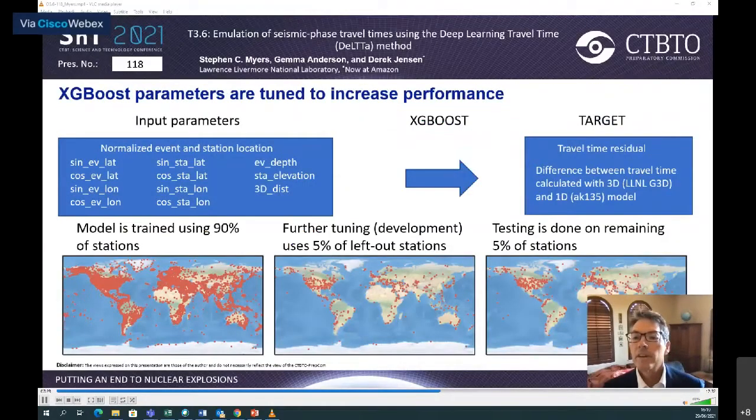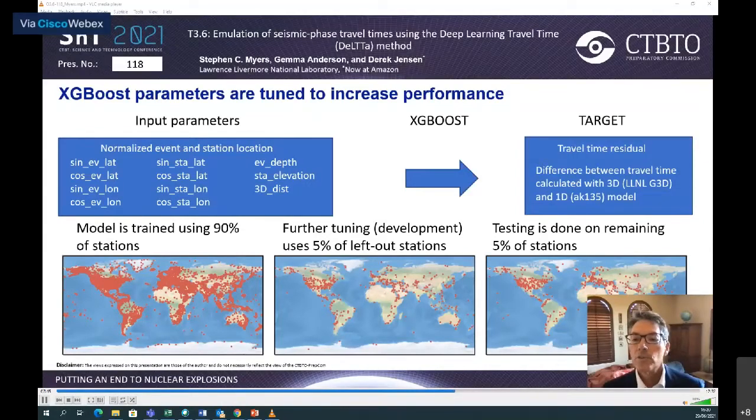Input parameters, event latitude, longitude, and depth, and station latitude, longitude, and elevation are normalized by taking the sine and cosine of latitude and longitude values. This step makes latitude and longitude parameters continuous around the globe.